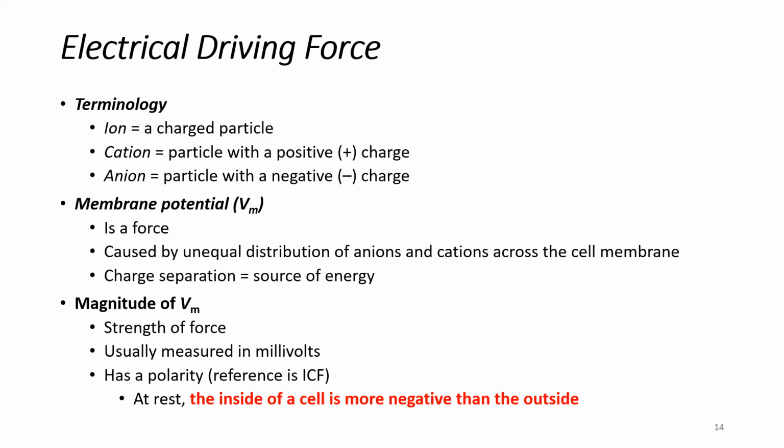The fact that we have, let's say, more negative inside the cell and more positive outside the cell, once again, because we have different proportions of different ions. So the outside of the cell is more positive because we have an excess of cations on the outside of the cell. The inside of the cell is more negative because we have an excess of anions on the inside of the cell. And so that separation of charge, that differential, if we will, is what the membrane potential is. It's a force that is created because of that unequal distribution of these charged particles.